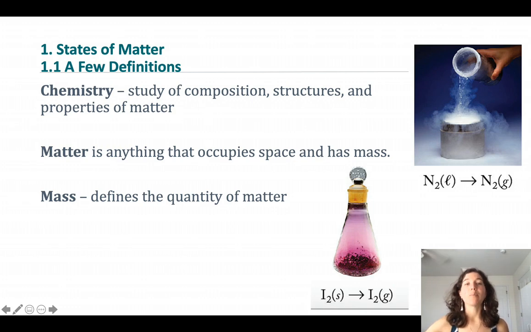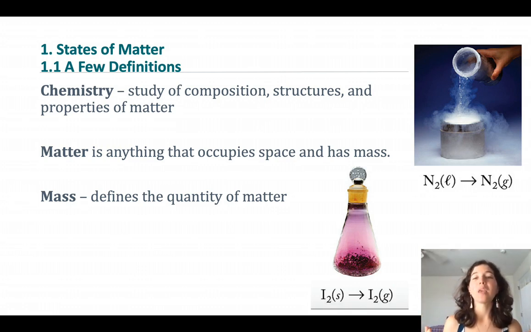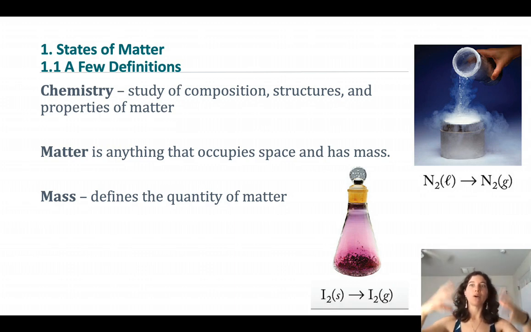So first of all, I wanted to define what chemistry is. That's what we're studying. This is a study of composition, structures, and properties of matter. This is a really broad category. Then we're going to talk about matter. So matter is a thing, and it is anything that occupies space and has mass. So that is a lot of things. That's pretty much everything. Almost all things fall under matter. Very, very broad definition. And we're going to break this down into smaller subcategories so that we can understand the terms that we're using in this class. So what is mass? If matter has mass, what is that? It defines a quantity, an amount of matter.